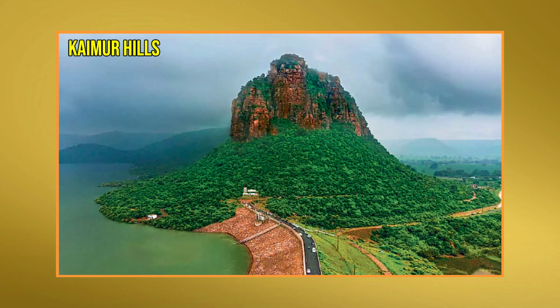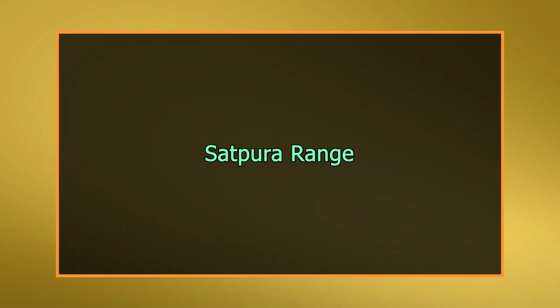The western part of this range is covered with lava. The eastern part of this range, not covered with lava, is known as the Kaimur Hills. Now, we are going to discuss the Satpura Range.